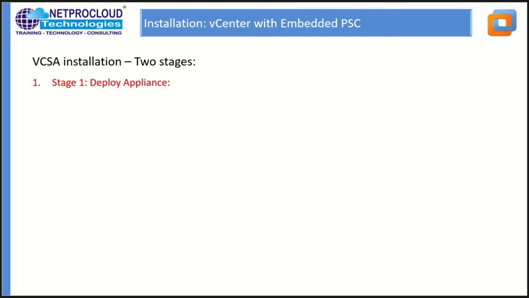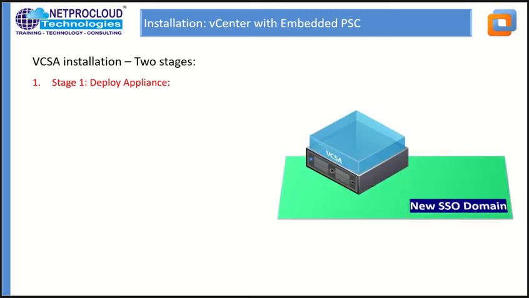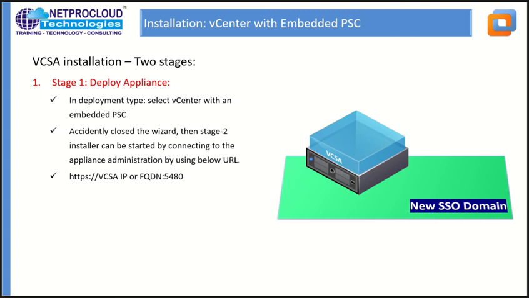Talking about the VCSA installation further, stage one is deploy appliance. If we discuss the deployment type, here we have to make some configuration, or say we have to choose some points or provide some information. In the deployment tab, you have to select vCenter with an embedded PSC. And if you have accidentally closed this wizard, we need not worry. In that case, we follow this URL: https://VCSA IP or its fully qualified domain name:5480. In this way we can continue the further installation.